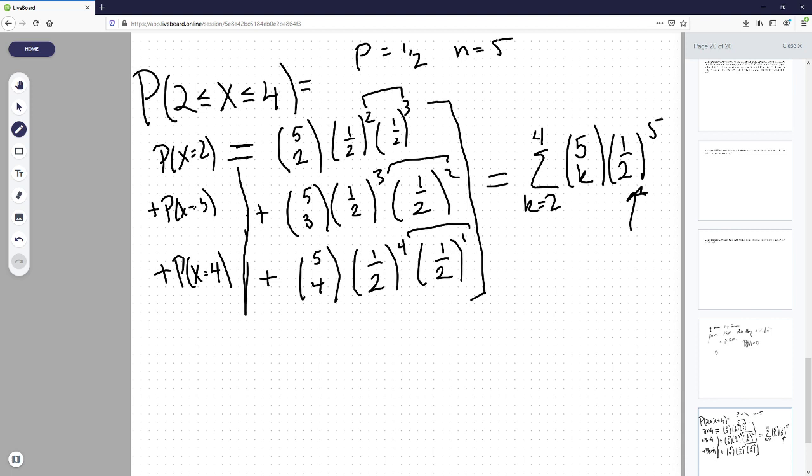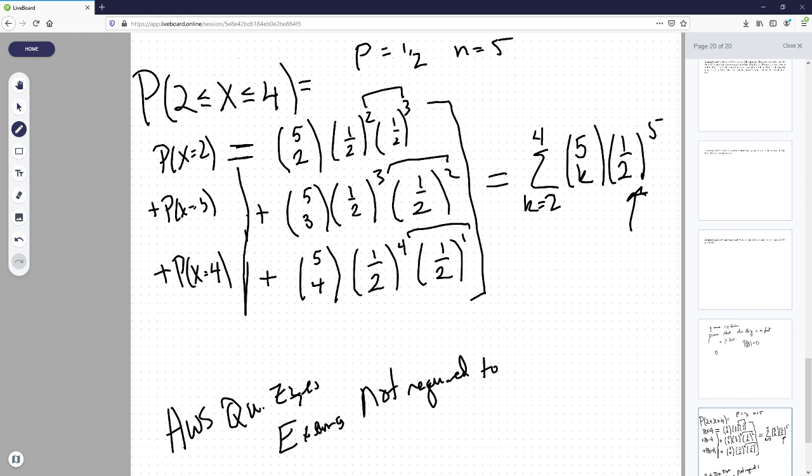Okay, cool. So that's actually not so bad. So I guess the question that you guys might have is, what about on homeworks? Are we required to evaluate these terms? The point is on homeworks, quizzes, and exams, you're not required to evaluate. Now, if you want to evaluate, there's nothing wrong with that.